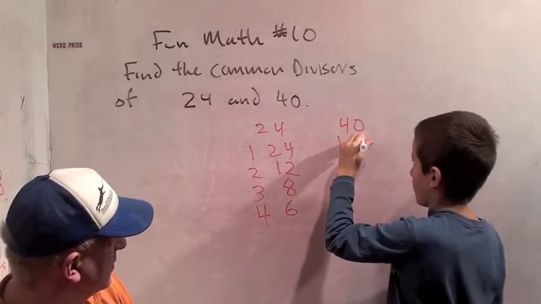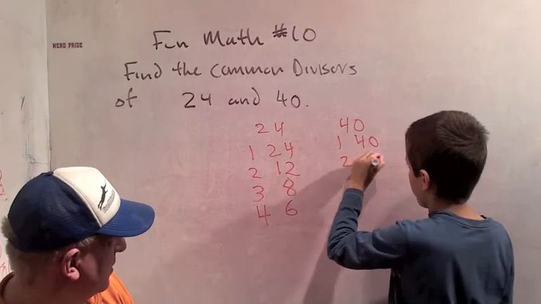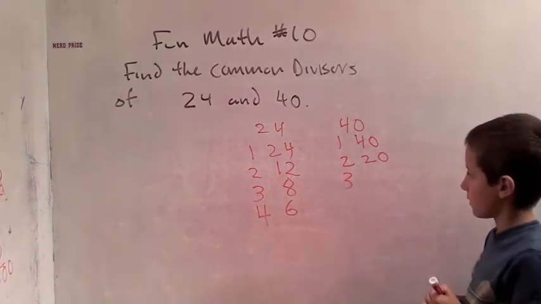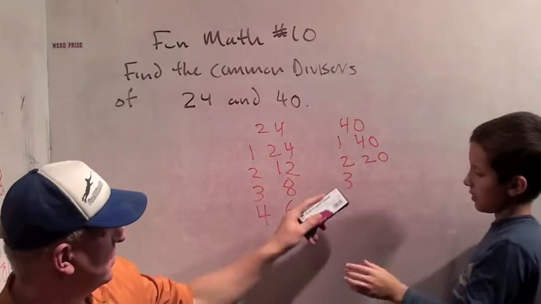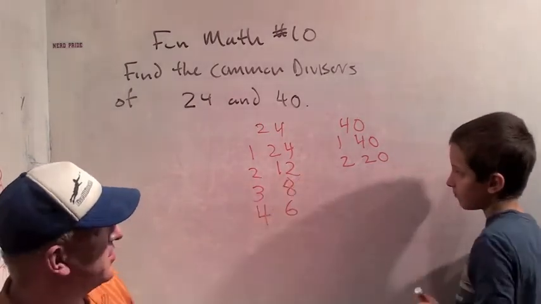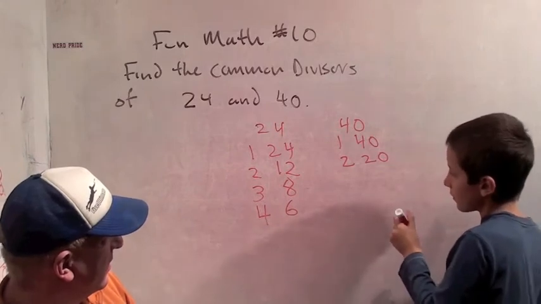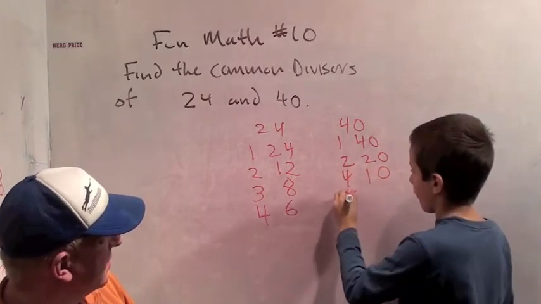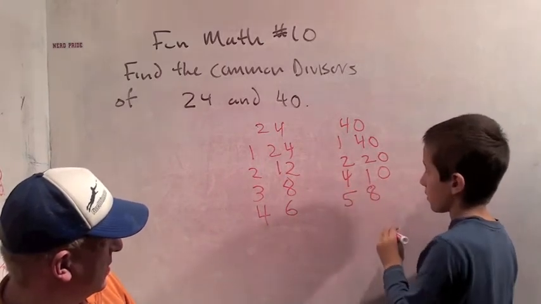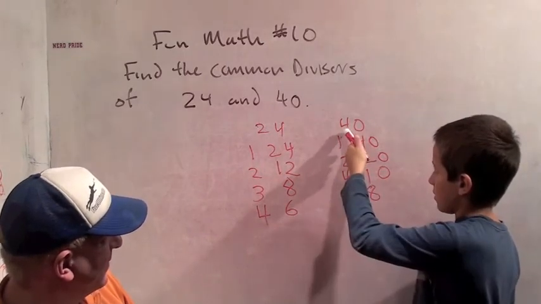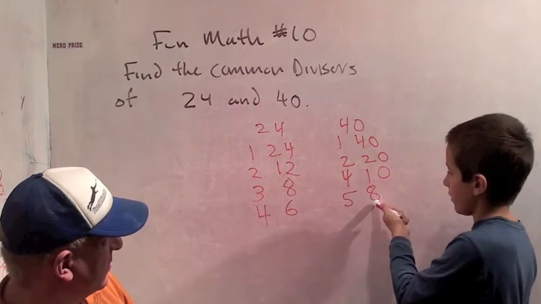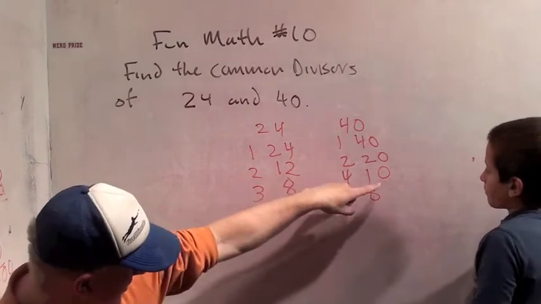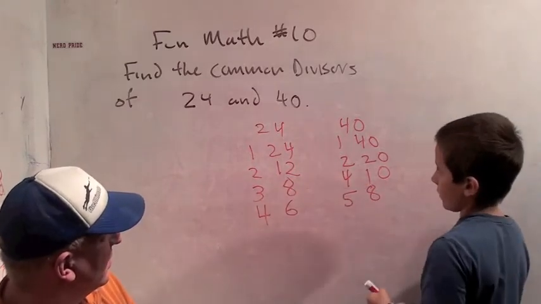Okay, what about 40? 40 is 1 and 40. 2 and 20. Not 3. How do you know 3 does not go into 40? Because the sum of the digits of 40 is not divisible by 3. 4 and 10. 5 and 8. 6, no. 7, no. Then 8 and 5. Then you get 8, but when you get 8, you've gone around the corner.